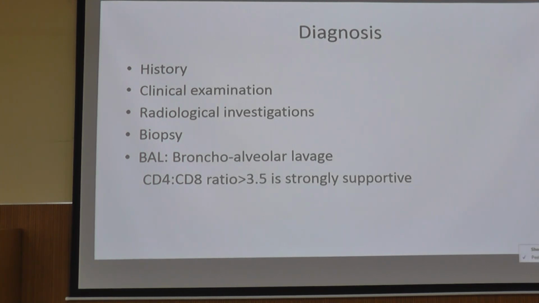So, just to review: history, clinical examination, and radiological investigation, particularly, are the ones which are going to help us identify sarcoidosis. Then you are going to do a biopsy and you can identify the granulomas. Other thing we can do is a bronchoalveolar lavage and find the lymphocytes, particularly the ratio between the CD4 and CD8. If it is more than 3.5, it is strongly suggestive.